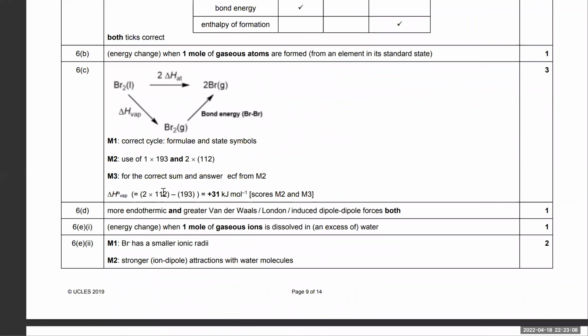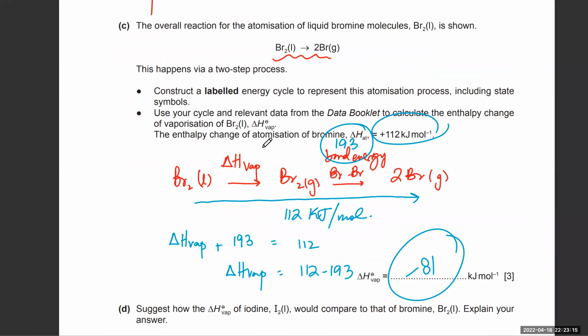Okay, so we made one mistake, and I'll tell you what the mistake is. Otherwise, the cycle was fine. The mistake was that they gave us the enthalpy change of atomization of bromine. That is for forming one bromine. Over here, you're forming two, so that is one thing that we missed. This is the enthalpy change of atomization multiplied by 2. So that was the only mistake that we made.